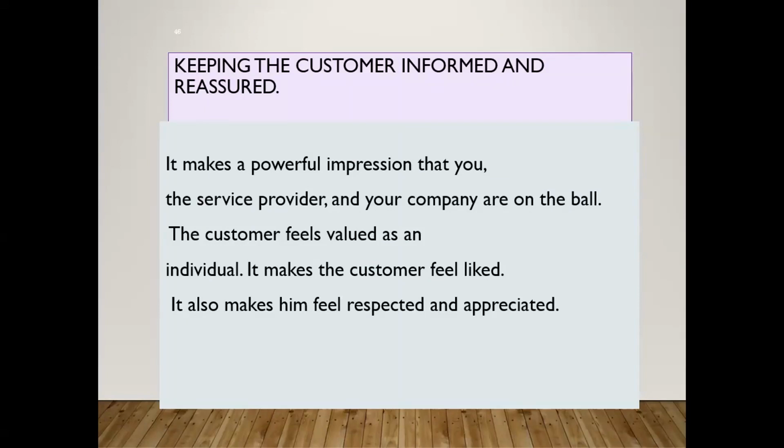So ensure that whatever issue you're dealing with the customer, keep the customer informed. Give the customer reassurance that the problem is being dealt with so that you can give a positive impression of your organization.